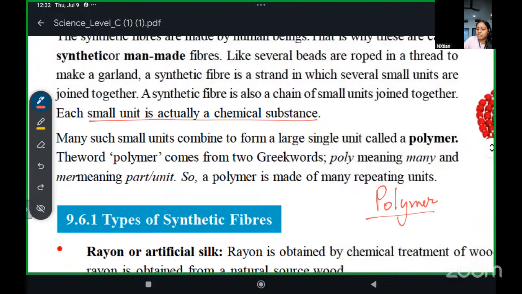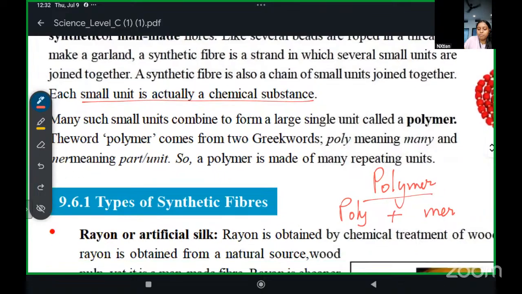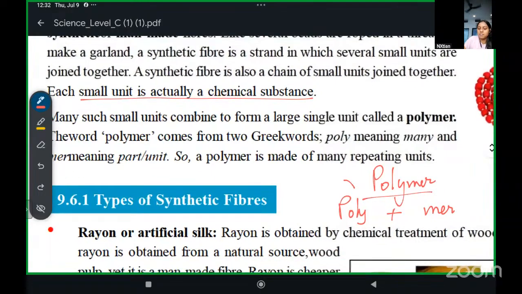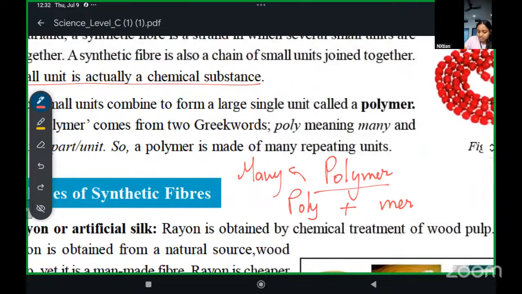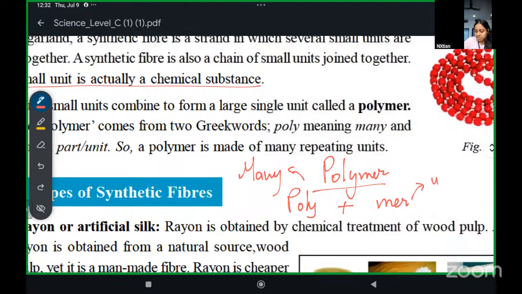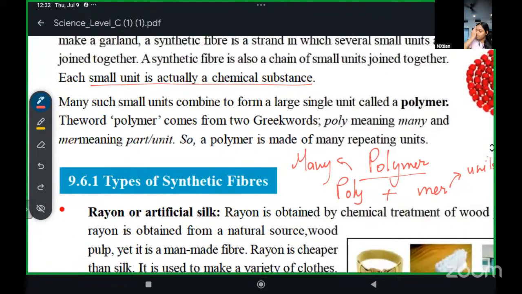and polymer is made up of two words, poly and mer. Poly means many, and mer means units. They are Greek words, poly and mer. Poly means many and mer means parts or units. So a polymer is made up of many repeating units.